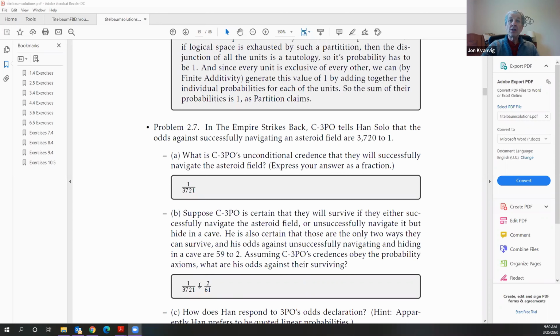Well, you sum 1 over 3721 plus 2 over 61, get a number, turn that into a fraction if you want, and then convert it back to an odds claim. The easiest thing is to take 2 over the product of the denominators, and then just subtract 2 from the denominator and do the odds thing that way. I didn't do that for you. It looks like it's such a simple thing. You can do the math yourself.